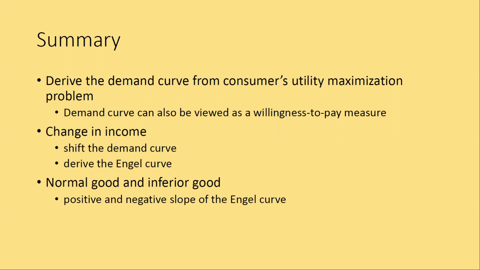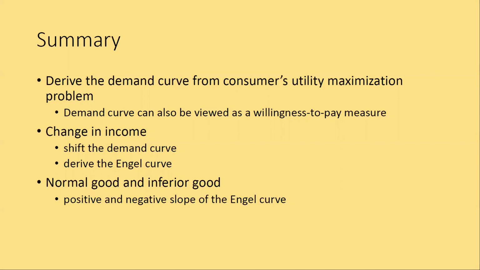We reinforced what we learned in Econ 3, and we explained that we actually derived that the change in income can shift our demand curve. And if you remember, the change in the price of the good is going to cause movement along our demand curve, right? So the change in income can shift our demand curve. And also we can directly derive the relationship between income and the good that people consume. And we call this the Engel curve.